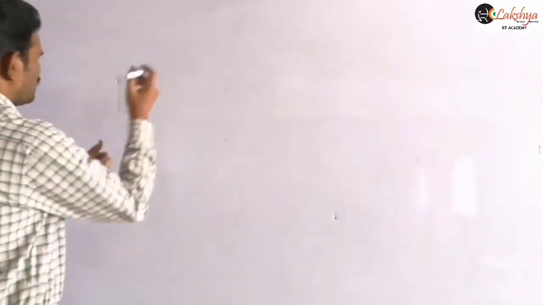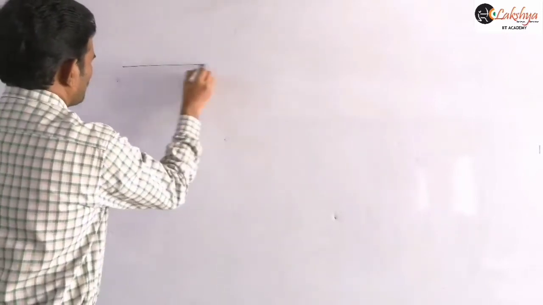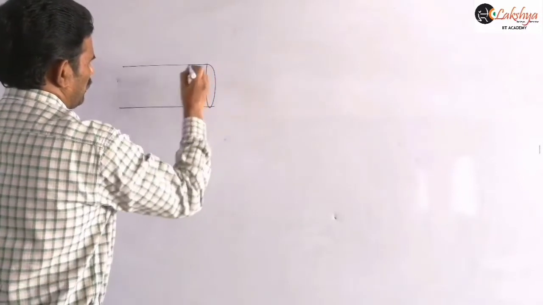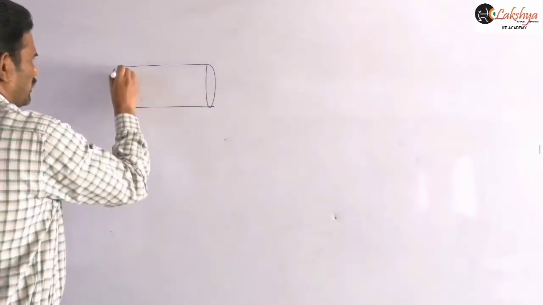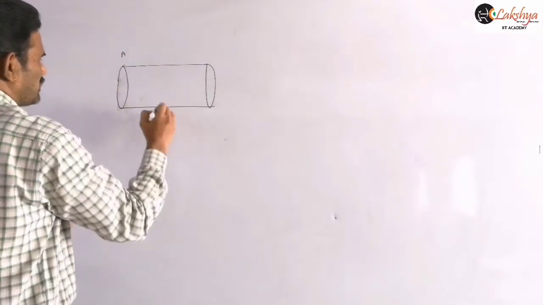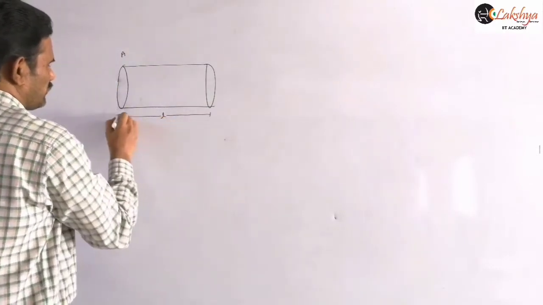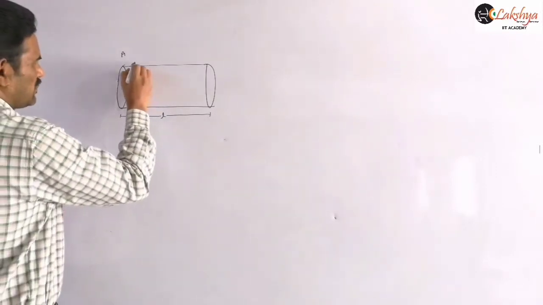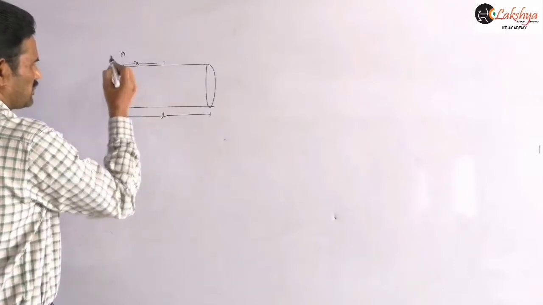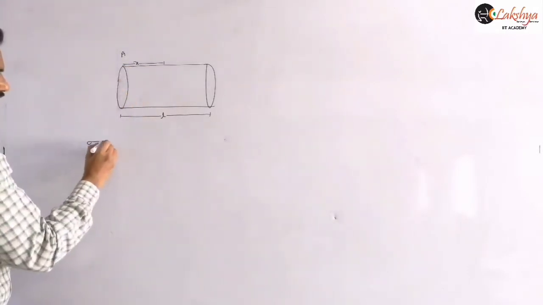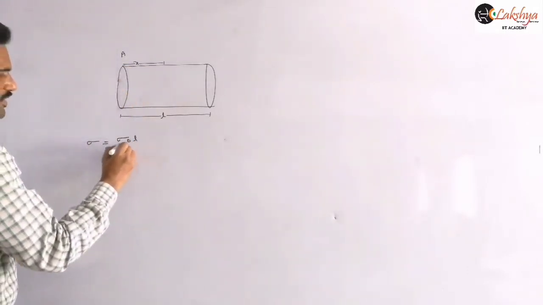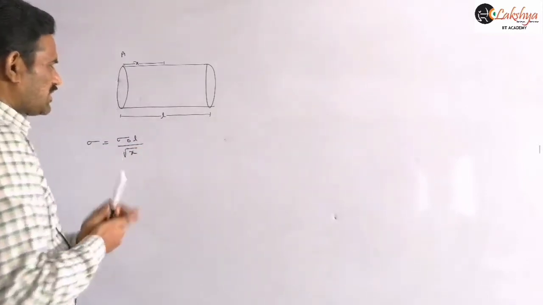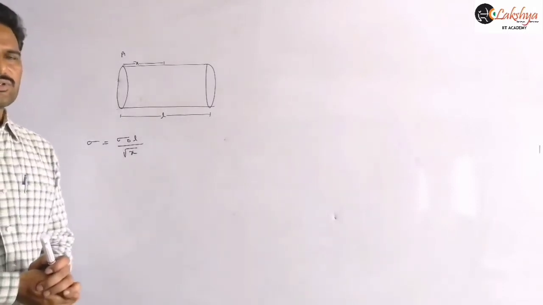So, then the resistivity, conductivity of the material is varying here. Suppose I am taking a cylindrical conductor like this, of area of cross section A and length L. Now, the conductivity of this material varies with the distance x, where x is defined like this along its length. So, the conductivity of the material is sigma naught into L by root x, right?